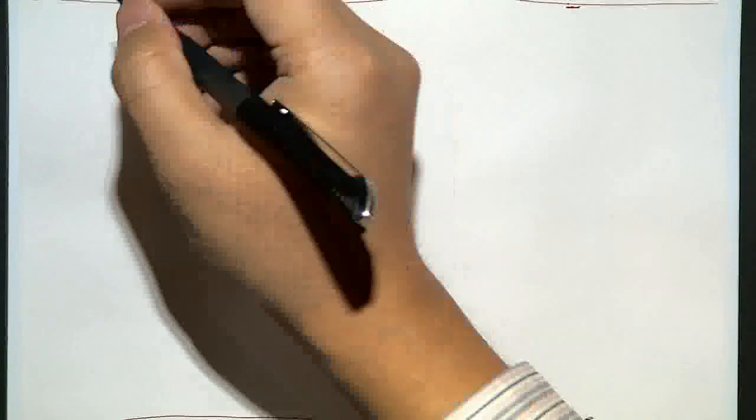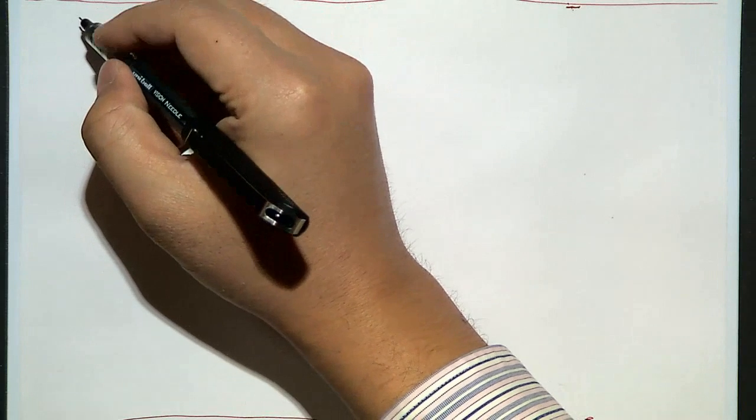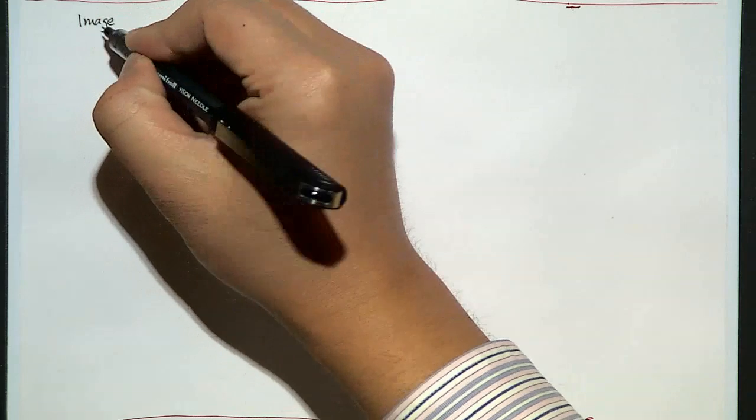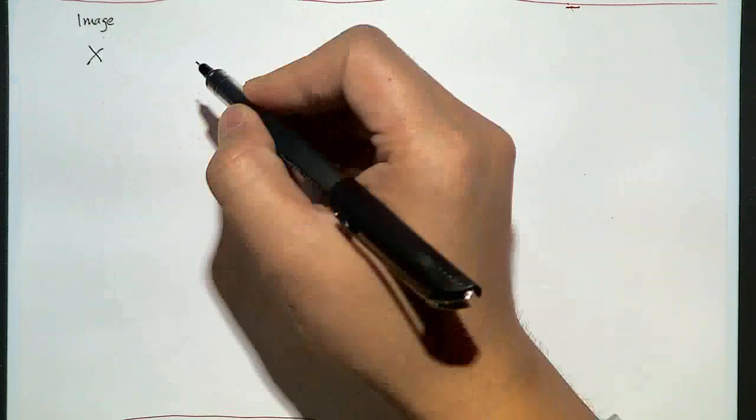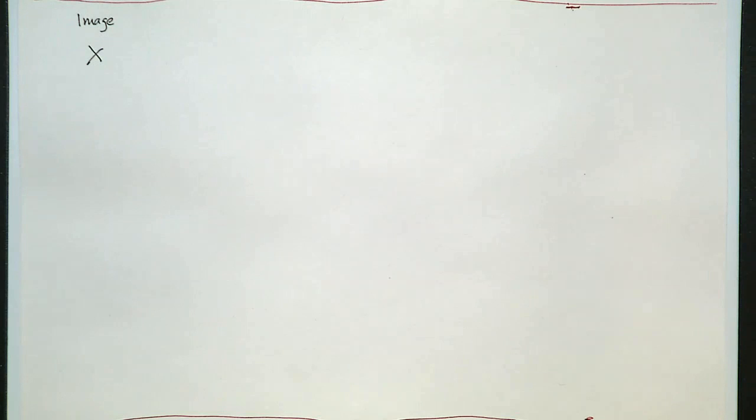I'll maybe draw on the board here. Okay. So we know there's an image, right? There's image X. Can you guys see it? Is it too small? That's the first time I've used it. Good? All right.